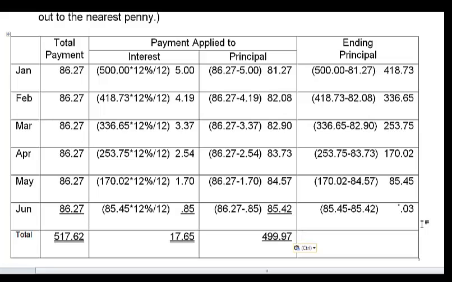The nice part of it is when we go to do it in Excel, Excel will do lots of these things for us. It has a function that will calculate our payment. We can do a simple multiplication formula to calculate my interest. You see a simple subtraction formula will calculate how much of the payment goes toward principal. And another simple subtraction formula will calculate my ending principal.